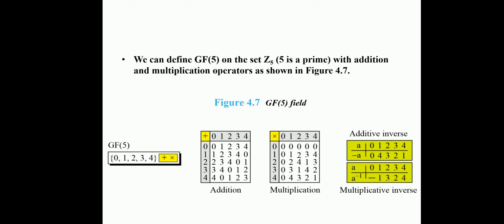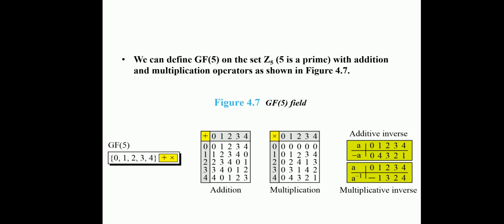So 1 into 1 is 1. 1 into 2, the remainder is 2 itself. 1 into 3, the remainder of 3 by 5 is 3 itself. Then 1 into 4 is 4, the remainder of 4 by 5 is 4 itself. And the next row, that means the third row, is 2 into 1, that's 2 itself. 2 into 2 is 4 itself. 2 into 3 is 6, and the remainder of 6 by 5 is 1 itself, that means 6 minus 5, that is 1. Then 2 into 4 is 8, and the remainder of 8 by 5 is 8 minus 5, that is 3.